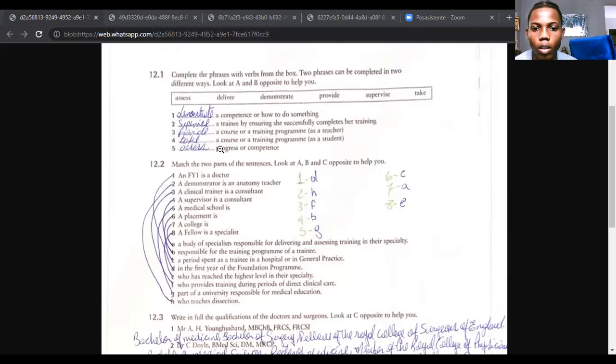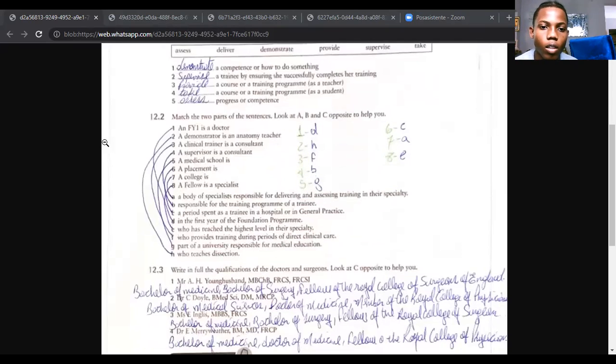Take a course or a training program as a student. Access, progress or competence. The two parts of the sentence, look at A, B, C opposite to help.